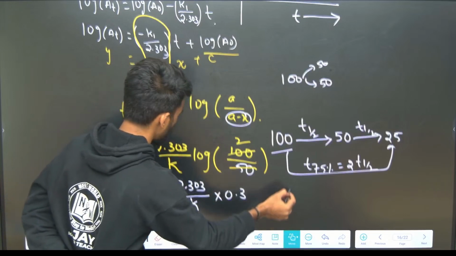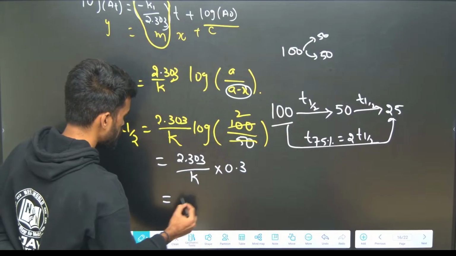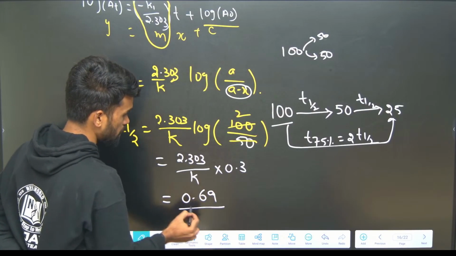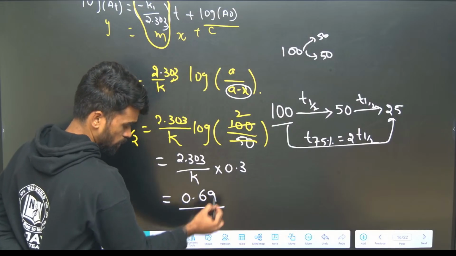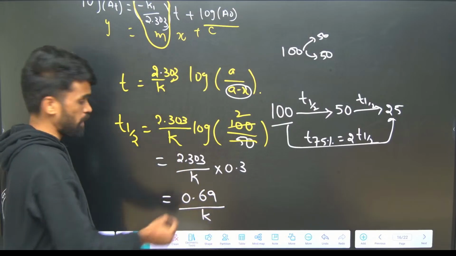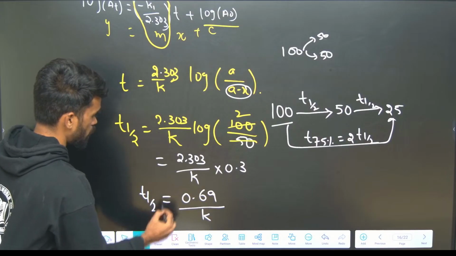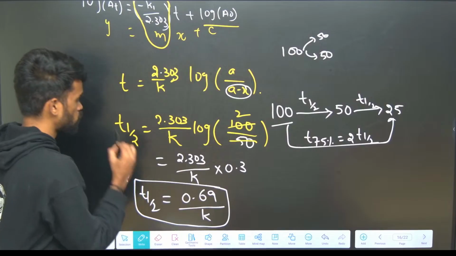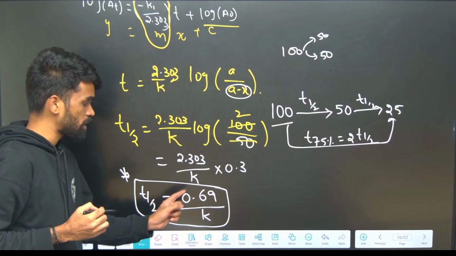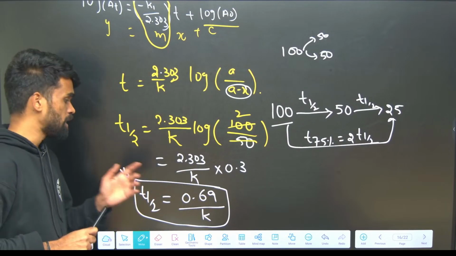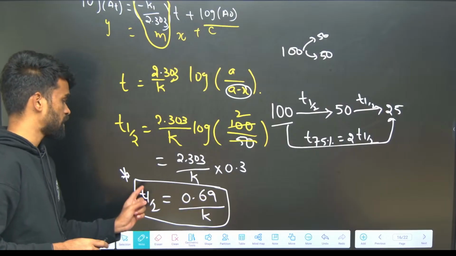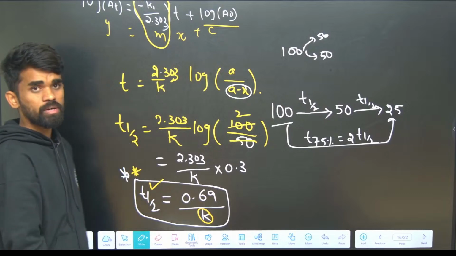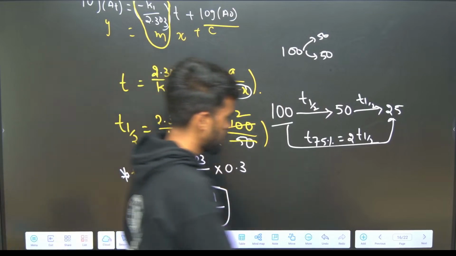Log 2 is 0.3. So how much are you going to get here? You will be getting 0.69. So 0.69 by K, this is T half. This is the formula you should remember. T half of a first order reaction is 0.69 by K. They may ask for K, the rate constant, or they may ask for T half. Very, very important. Hope this is clear. So let me move forward.